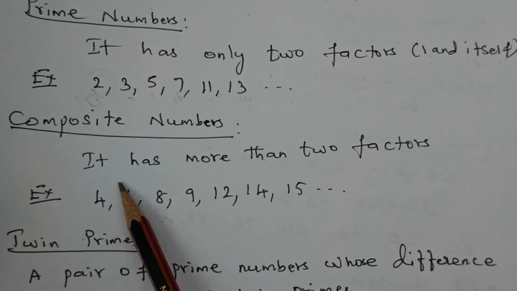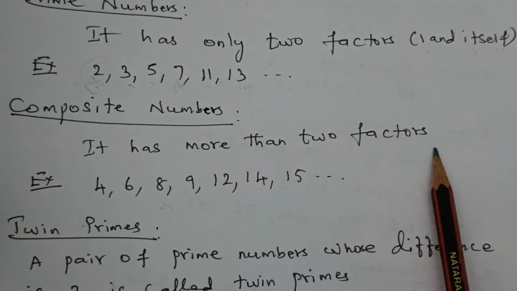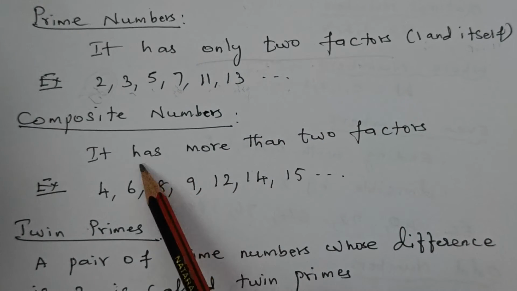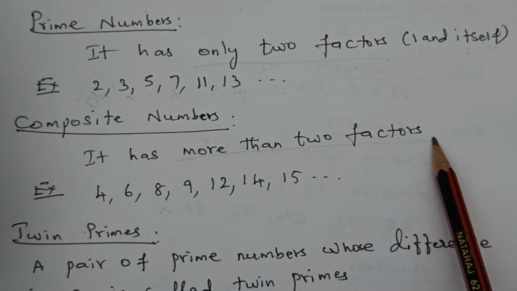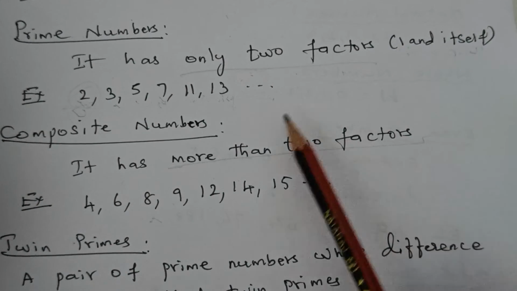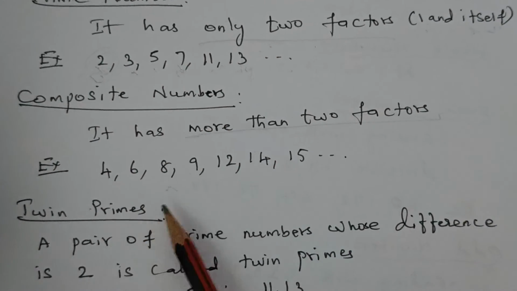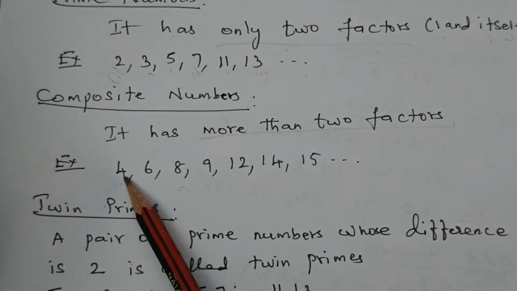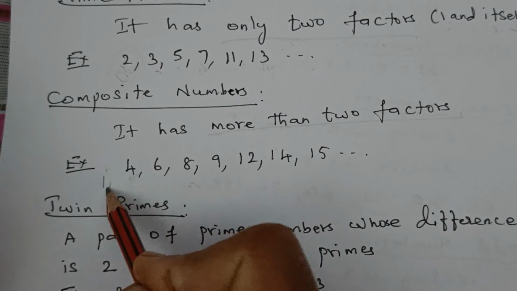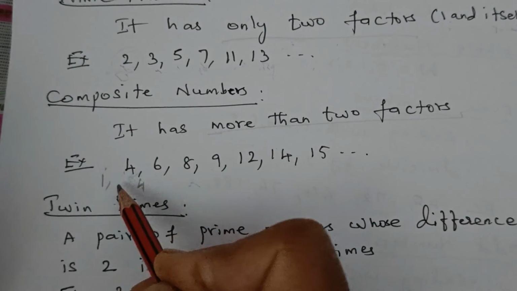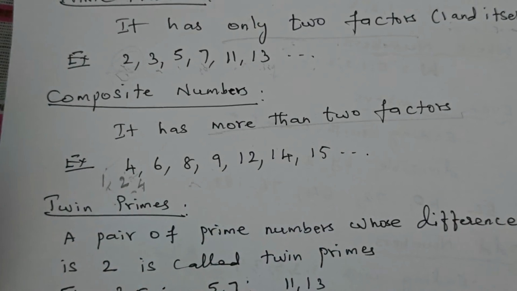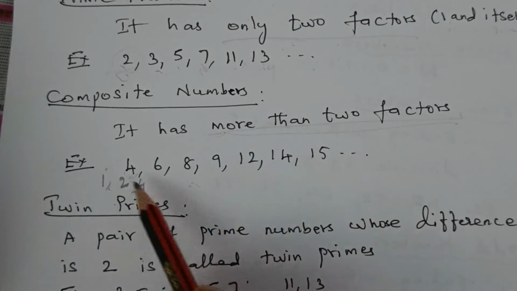Now, composite means it has more than 2 factors. Prime numbers have only 2 factors. Composite numbers have more than 2 factors. What does that mean? Other than 1 and the number itself, they come in other tables also. For example, you take number 4. Other than 1 and 4, it is there in 2 tables. 2 2s are 4. So it has 3 factors. It has more than 2 factors.